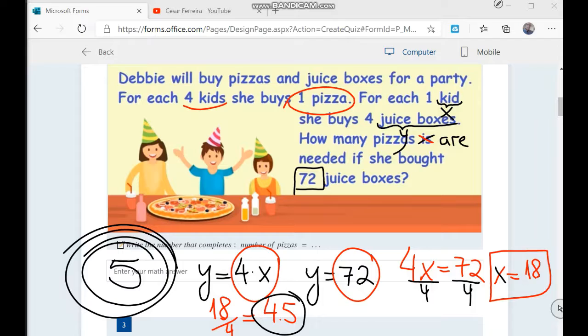That's right, Cynthia. So the answer is going to be 5. You have to order 5 pizzas, and even though you're going to have half pizza left, maybe Debbie is going to eat the half of the pizza. But for the kids, you will need to order 5 pizzas.